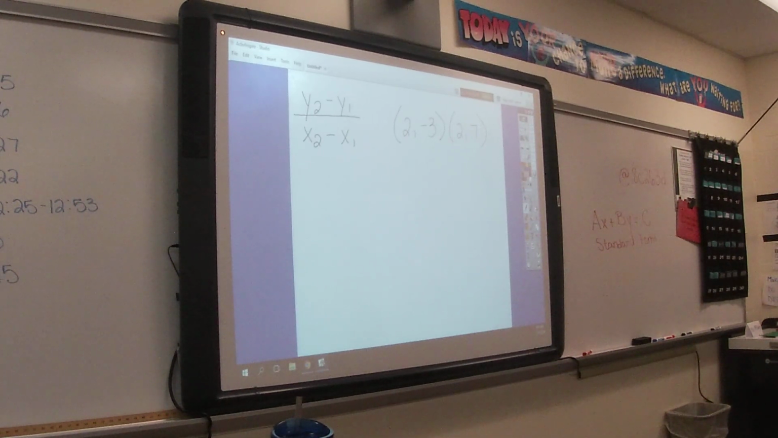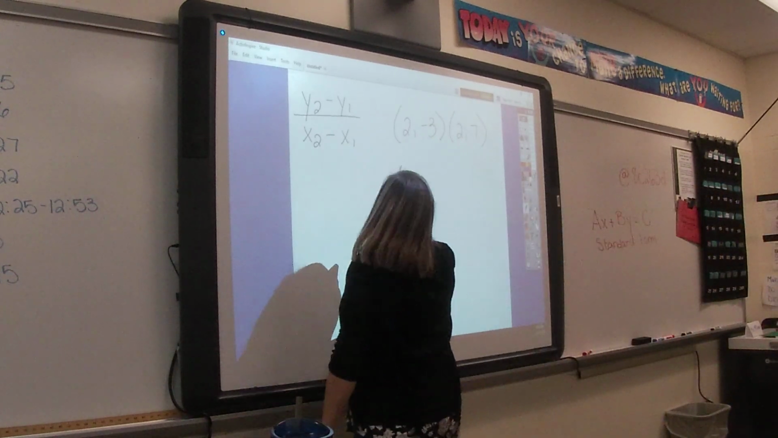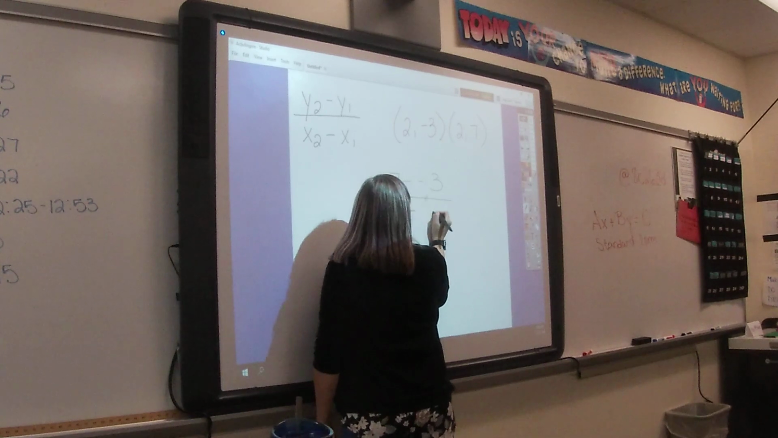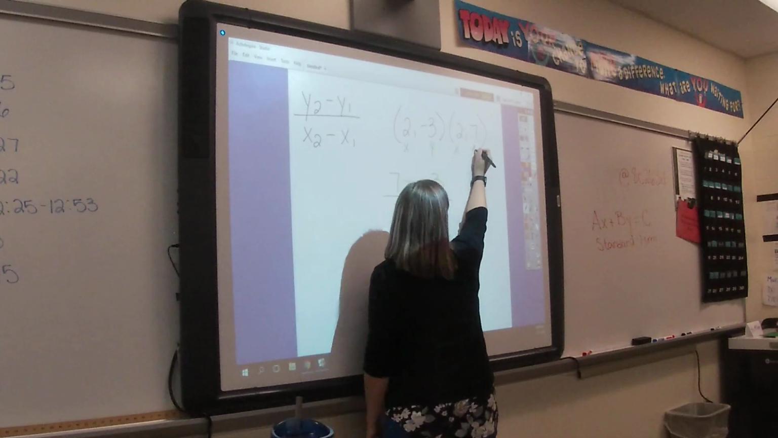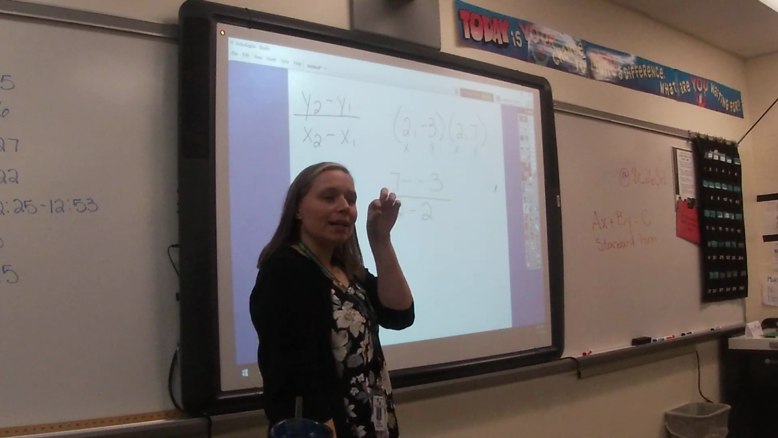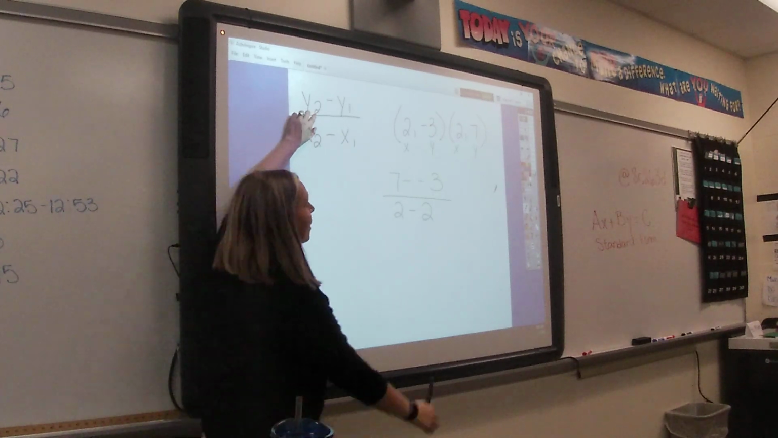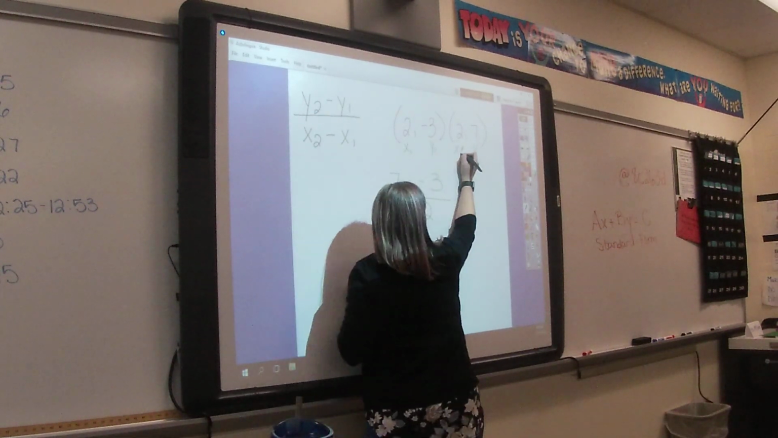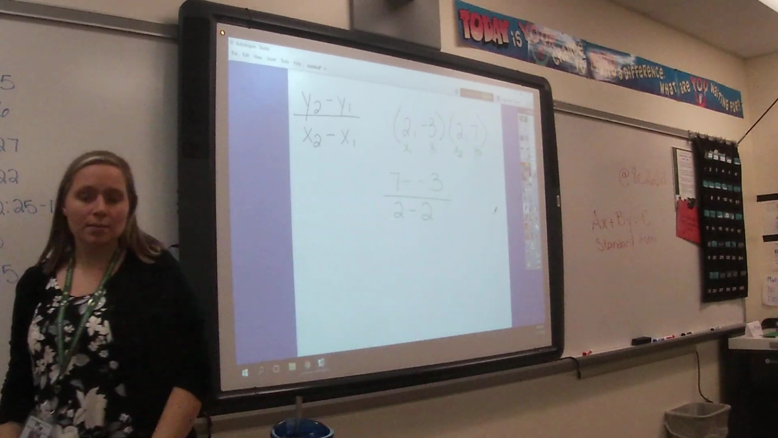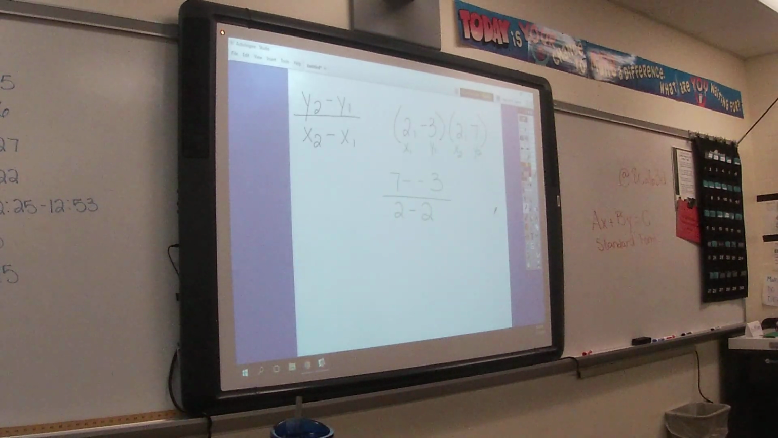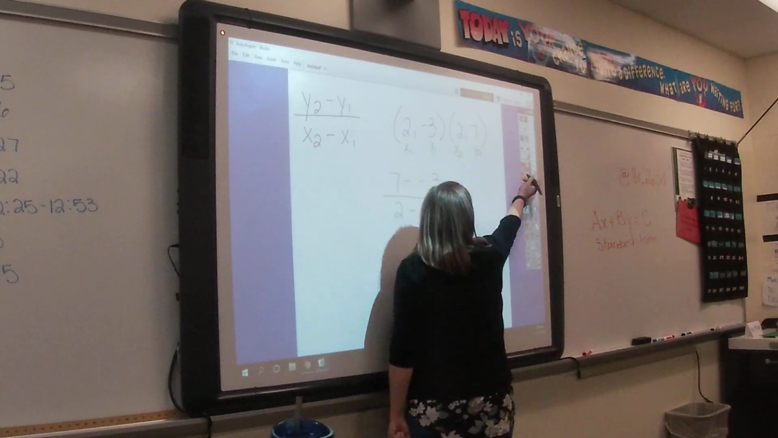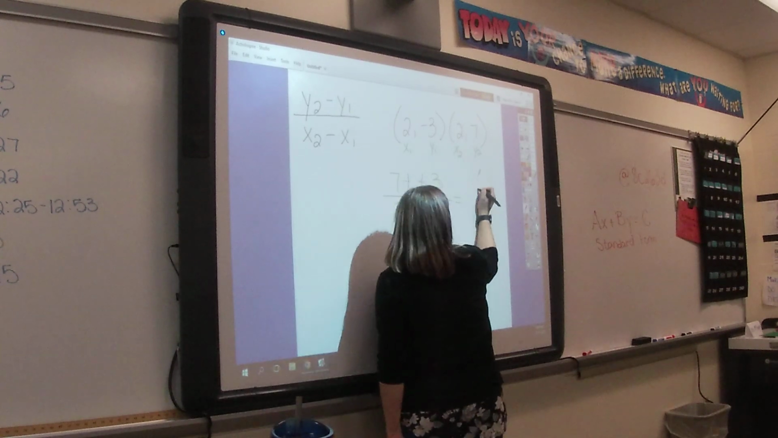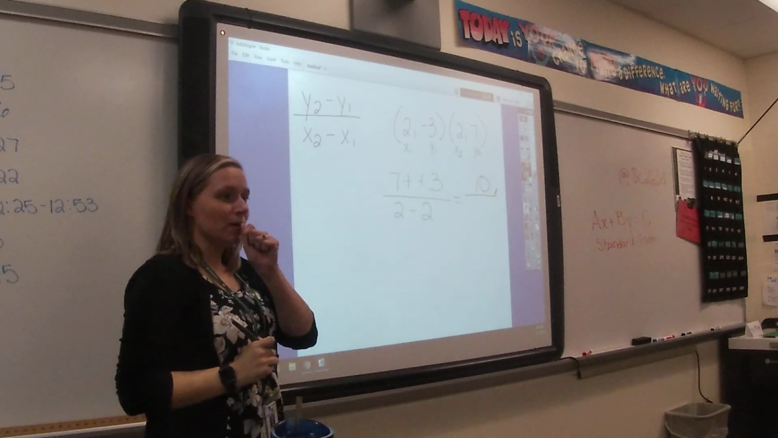Lizzie, what are we going to do? 7 minus -3. Because this is an x, y, and that little tiny number underneath, the subscript, identifies that it's our first ordered pair and our second ordered pair, and we plug those numbers in where they go. So what is 7 minus -3? 10. And what is 2 minus 2?